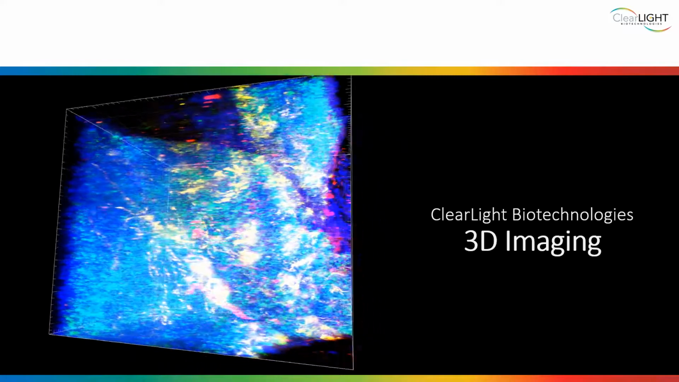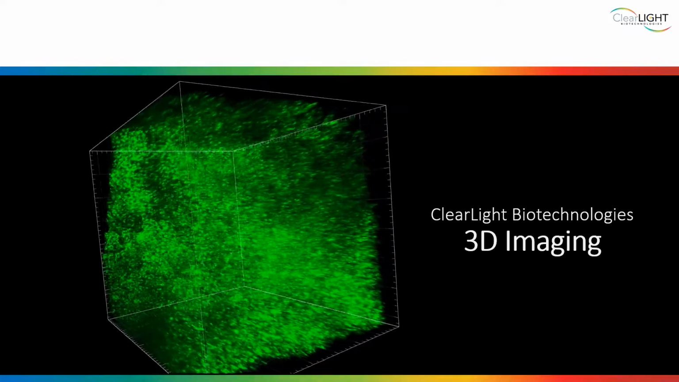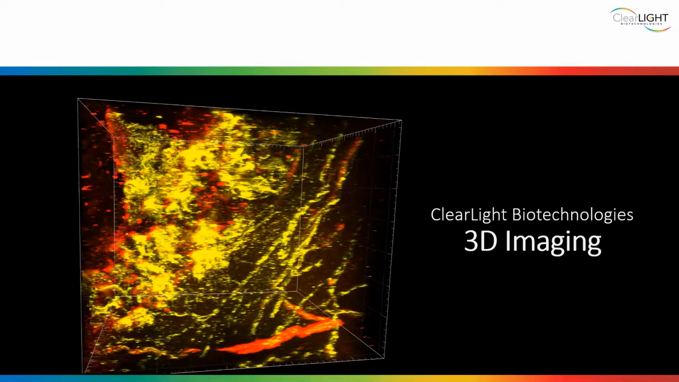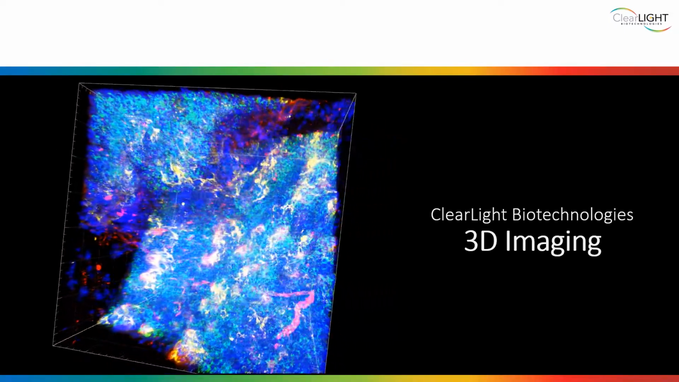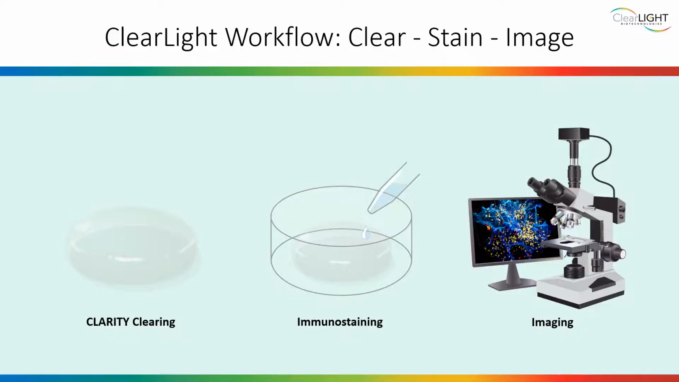When researchers can view spatial relationships in X, Y, and Z dimensions, the understanding of the tissue microenvironment can spark new discoveries. This is the capability we are developing at ClearLight Biotechnologies. Our tissue analysis begins with clarity tissue clearing, followed by multiplexed immunohistochemistry. The stained tissue is then placed in a refractive index-matching mounting solution for imaging with a confocal or light sheet microscope or another imaging platform.